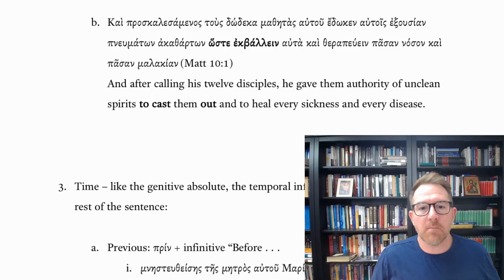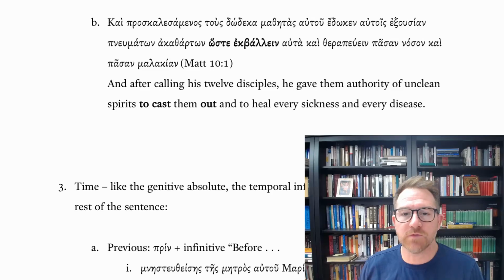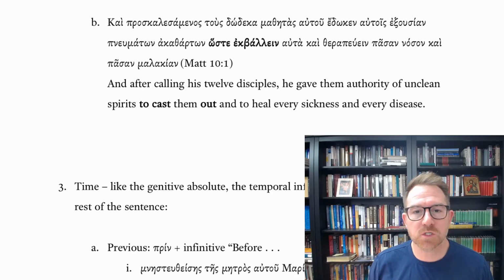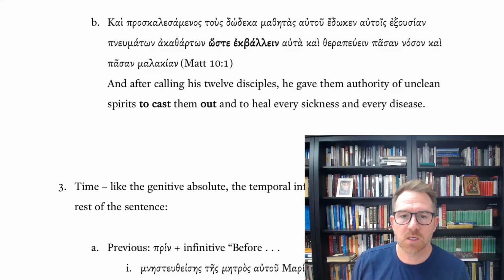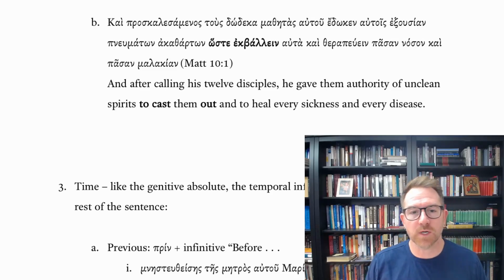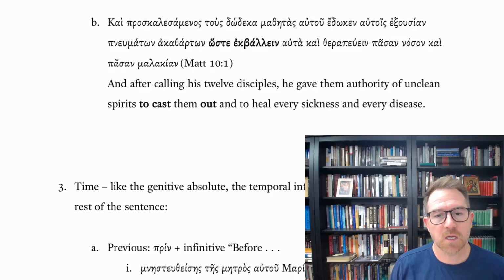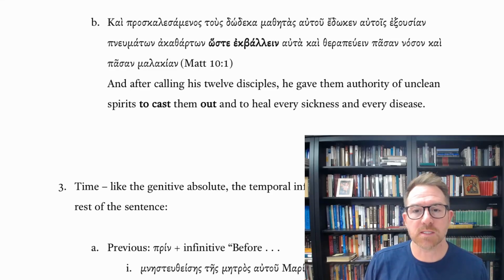Another result clause, Matthew 10:1, after calling his 12 disciples, kai proskalesamenos tous dodeka mathetas autou edoken autois exousian, he gave to them authority over pneumaton akatharton, unclean spirits, with the result that they cast them out, hoste ekballein, and to heal all diseases and all sicknesses. So the result of giving them authority over unclean spirits is that they can cast them out and heal many diseases and sicknesses.